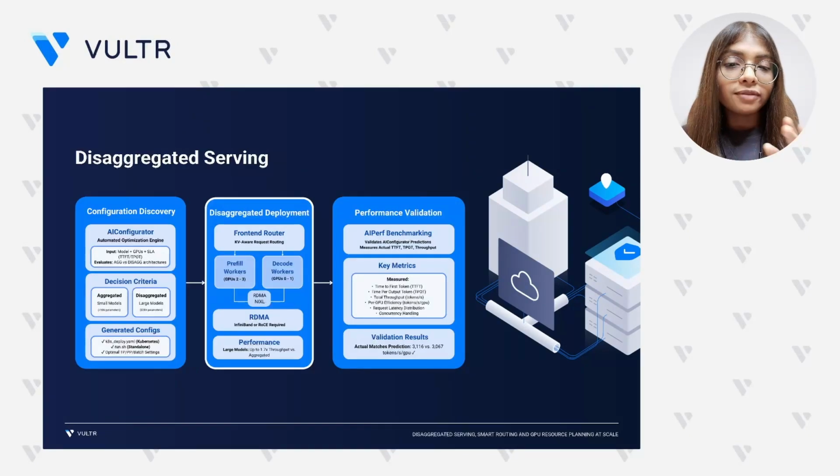Now, let's go one level deeper to understand disaggregated serving. In traditional LLM inference, both prefill and decode phases run on the same GPU. Prefill processes the entire input prompt in parallel and is memory bound, whereas decode generates tokens sequentially and is compute bound. But running both on the same hardware means neither phase is fully optimized, and at scale, this becomes a serious efficiency problem. Disaggregated serving solves this by separating the two phases across different workers.